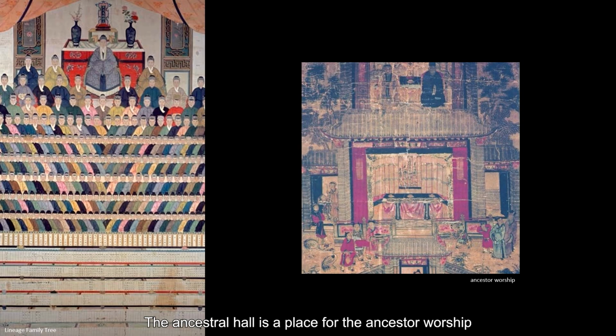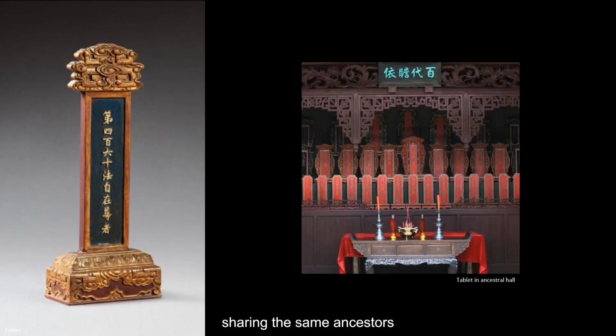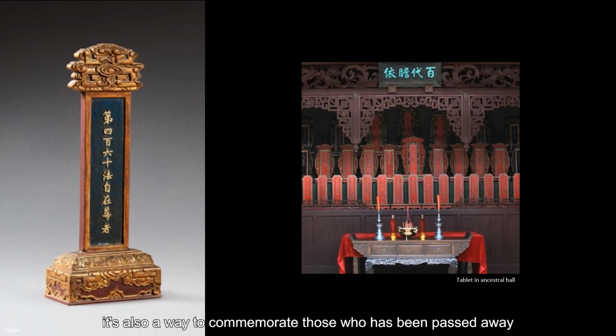The ancestral hall is a place for ancestor worship. The traditional village is based on blood ties, sharing the same ancestors. The tablets or drawings of ancestors are placed in the hall. After death, people's names will be inscribed on a panel, becoming part of the ancestors to bless others, and it's also a way to commemorate those who have passed away.